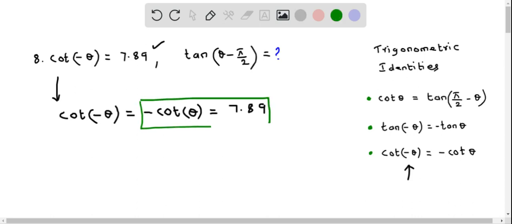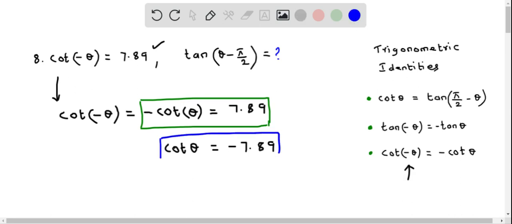So we consider this as an equation. Now I'm going to divide both sides by negative. When I do that, I get cotangent of theta equals negative of 7.89. So now we will consider this as the given information, or otherwise we say that we have converted the given information into this form, that is cotangent of theta equals negative 7.89.